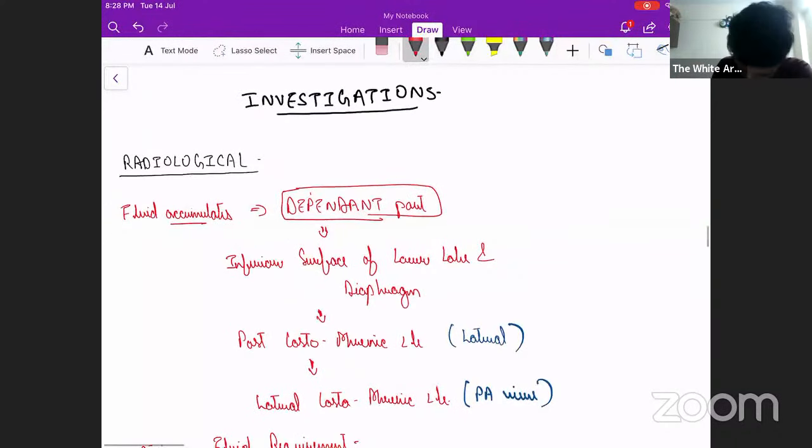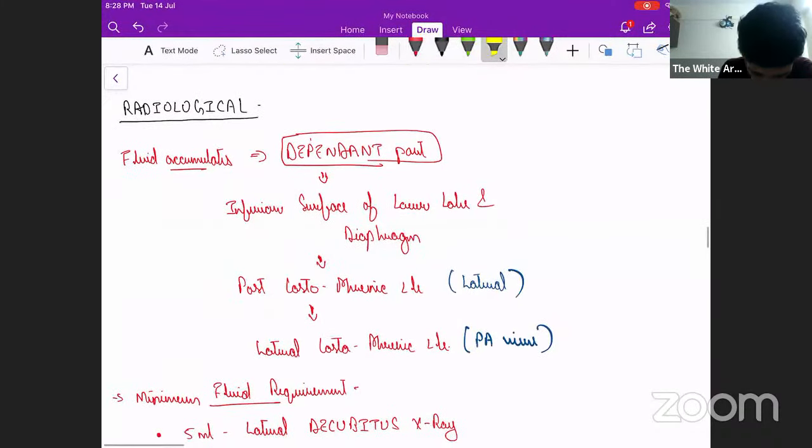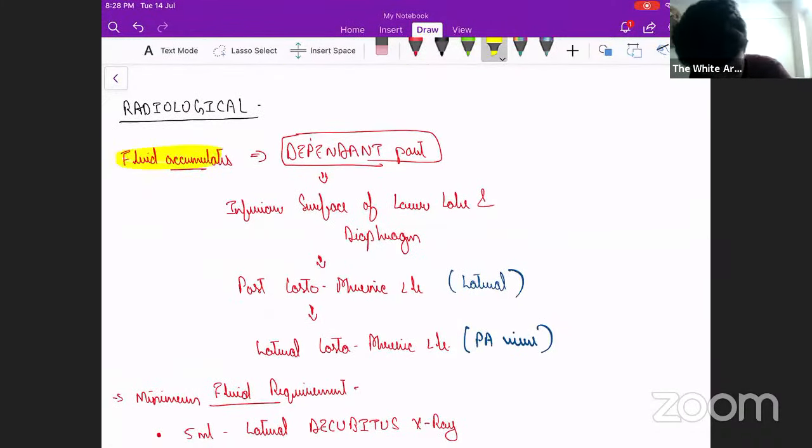Okay, fine. So, investigations. Coming to investigations, the first thing we saw initially was that we will confirm whether it is pleural effusion or not. So how do we confirm it? See, fluid accumulates in the most dependent part. Initially it accumulates between the lung and the diaphragm, the inferior surface of the lower lobe and the diaphragm.